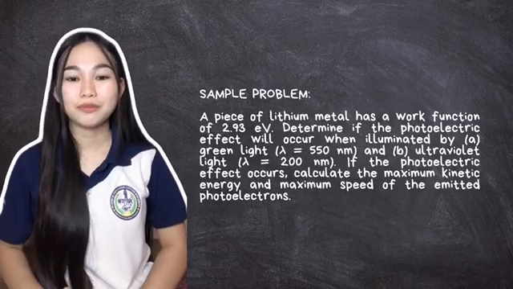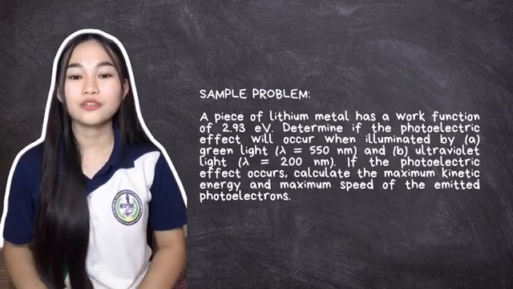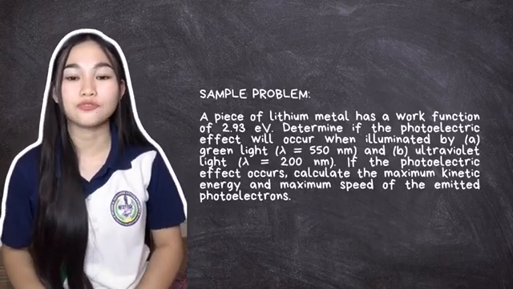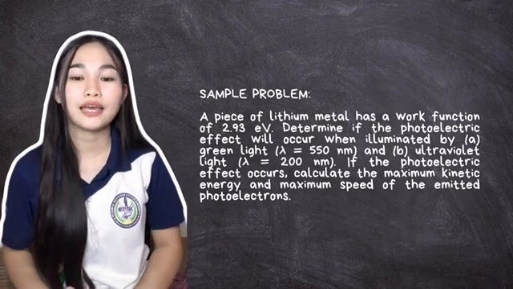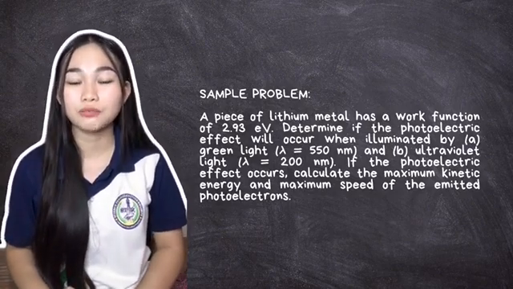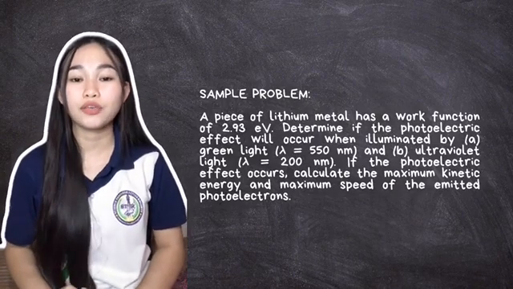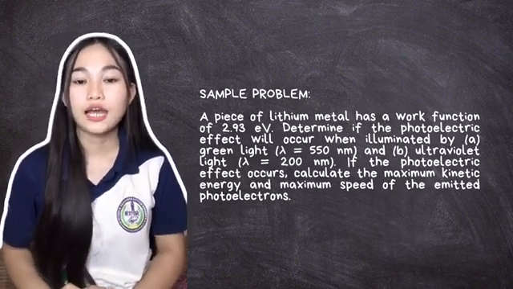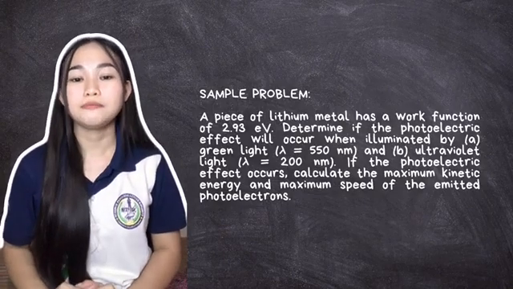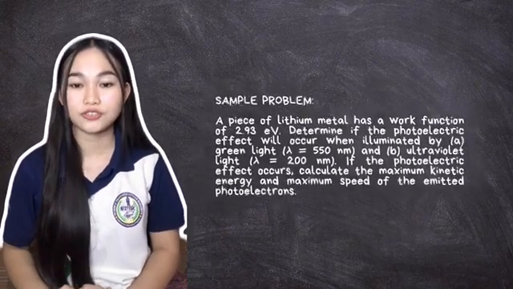Let's have a sample problem. A piece of lithium metal has a work function of 2.93 electron volts. Determine if the photoelectric effect will occur when illuminated by green light that has a wavelength of 550 nanometers and ultraviolet light that has a wavelength of 200 nanometers. If the photoelectric effect occurs, calculate the maximum kinetic energy and maximum speed of the emitted photoelectrons.